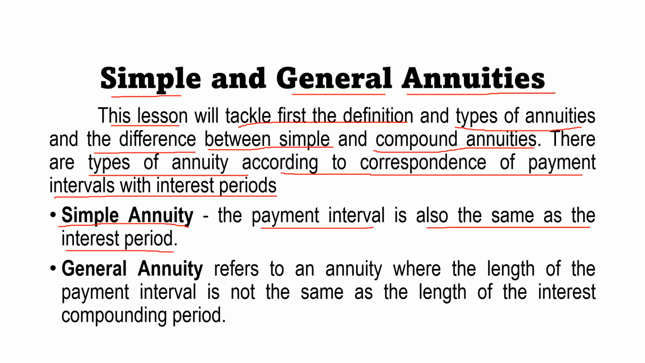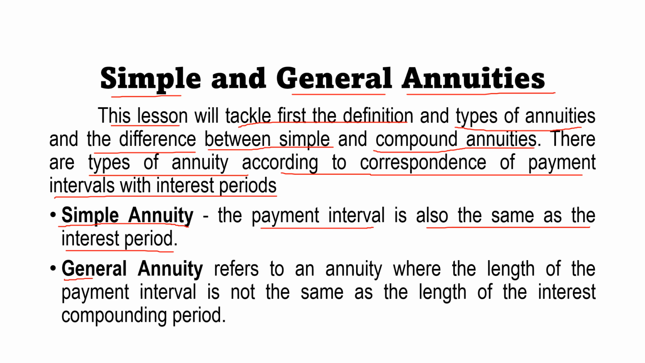Now, the question is, what is your payment interval? This payment interval is the time between the successive payment dates of an annuity. So when the time between the successive payments of that annuity is the same as the interest period, that is a simple annuity.